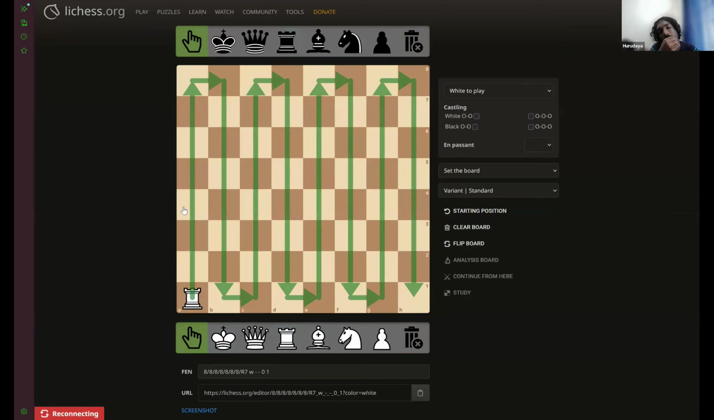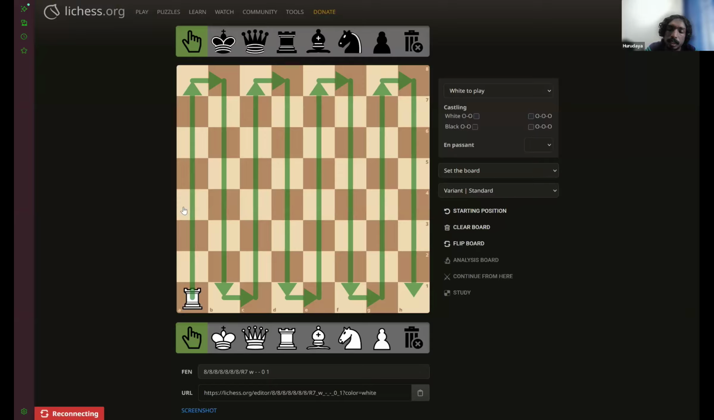Sir, for any n cross n board, the minimum number of moves for the rook's tour would be n plus n minus 1. Yes, which is 2n minus 1, right?